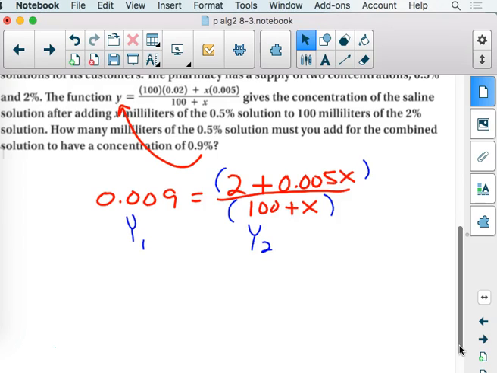Now the fun part. The fun part is the window. Knowing what to set this to. Because negative 10 to 10 probably isn't a fine answer for us. So let's go to the window. Now, x is in milliliters, and you can't put a negative milliliters in something, so I'm going to put a 0 there.